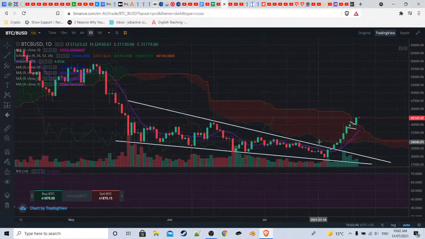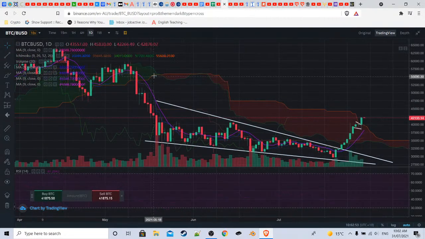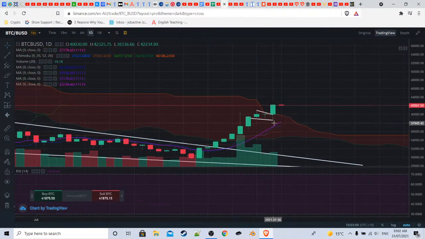So the Ichimoku cloud on the daily is still red. It's been red since back on the 20th of May, and it hasn't come out of this red yet, but it looks like it is about to form a new bar above the cloud, which is good for the bulls. Some people enter above the cloud, even if it's red. It's best to wait till it's green though.